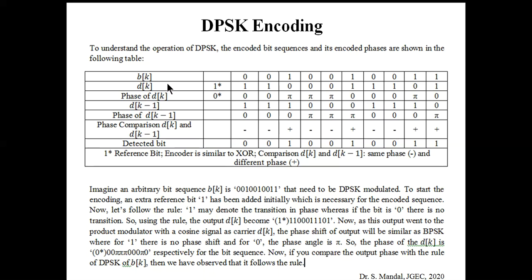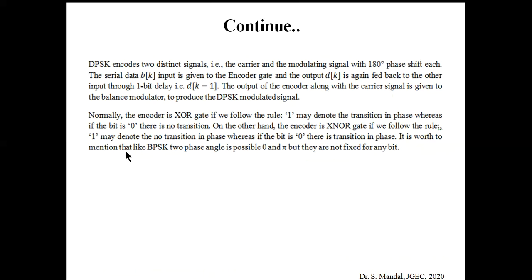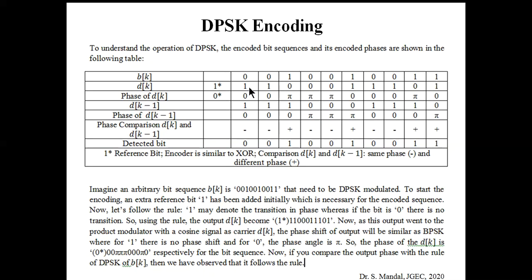Now, as we know, to generate the corresponding PSK, we just need to use a product modulator where cos 2 pi fc is used as the other input. So if we use the product modulator, there will be some phase shift, and the rule for BPSK is that for 1 there will be 0 phase angle, and for 0 there will be a pi phase shift, a pi phase angle.